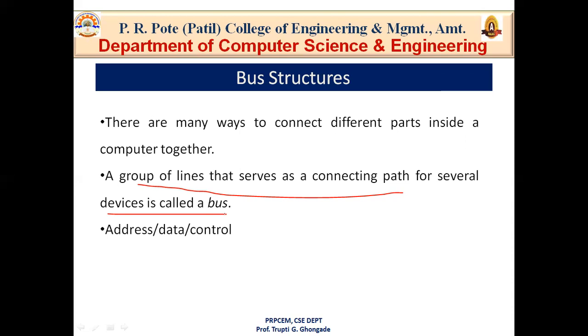Now, the data bus lines are bidirectional. It means that the data bus is used to receive data from memory and the input unit, that means reading data, and to give data to memory and the output unit, that means writing data.